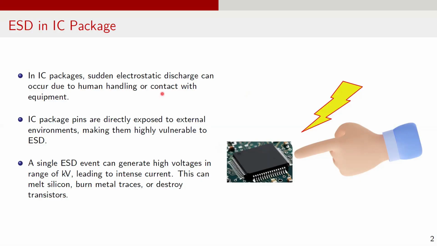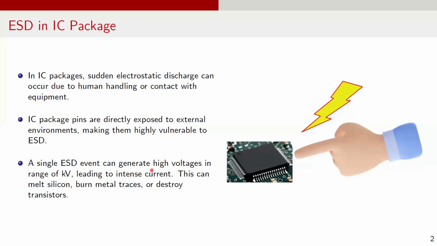During manufacturing or testing in the lab, charge transfer can occur to and from IC packages due to human handling or contact with equipment. For example, suppose a technician touches a package pin after walking on a carpet. Then a sudden transfer of charge can take place, which can lead to electrostatic discharge. Similarly, ESD can happen when charged tools or test probes contact the exposed pins of the package.